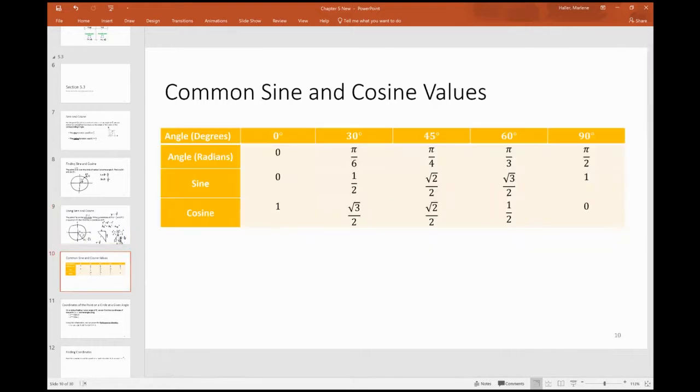Here's a list of several common sine and cosine values. For 0 degrees, which is also 0 radians, the sine will be 0 and the cosine will be 1. For 30 degrees, we've got pi over 6, 1/2, square root 3 over 2. Here's 45 degrees. The sine and the cosine are the same at 45 degrees, or pi over 4. Does that make sense? Yeah, because if we make a triangle there, it's going to be an isosceles triangle, so these two angles would have to be the same. 60 degrees, we have pi over 3, square root 3 over 2 and 1/2, and then there's 90 degrees.